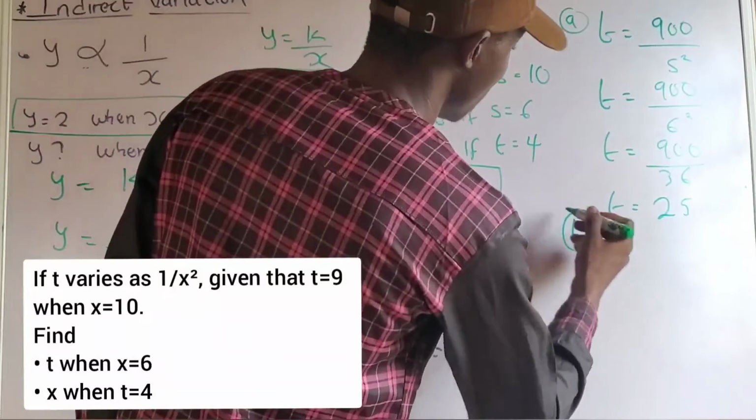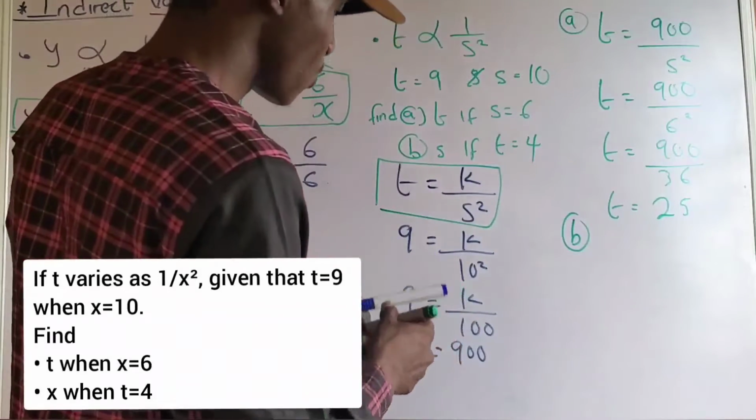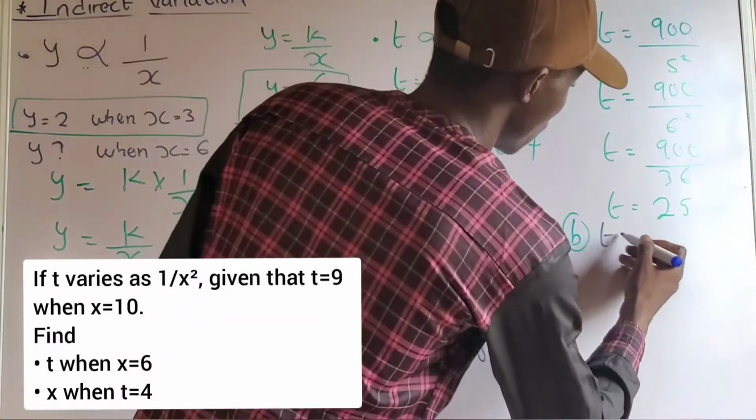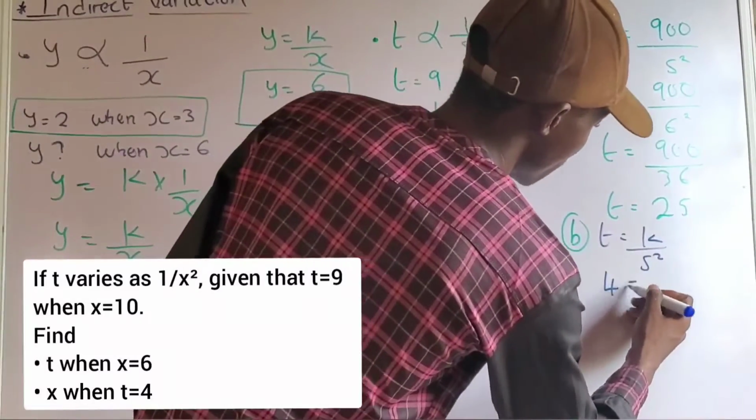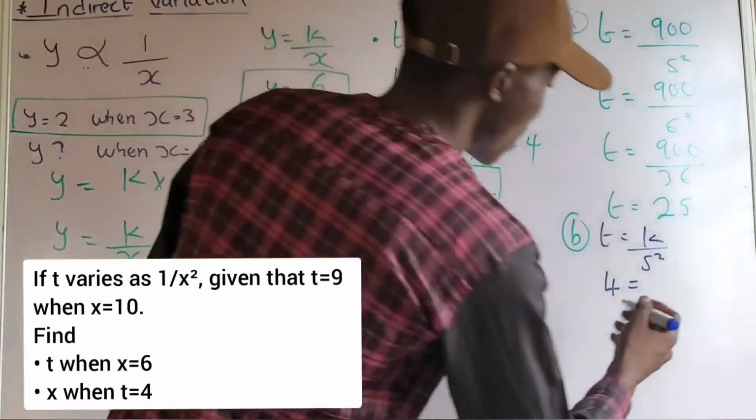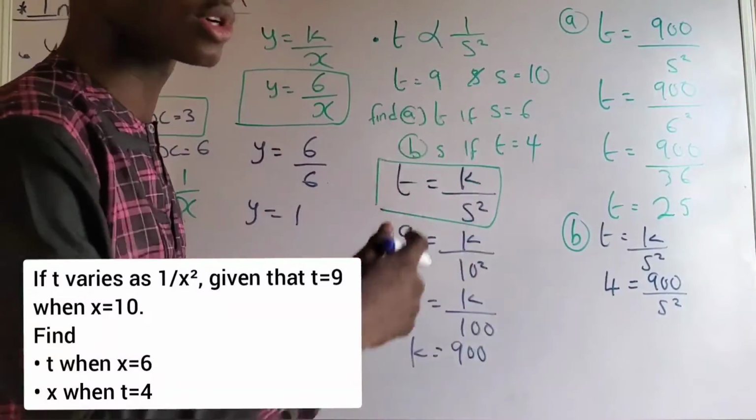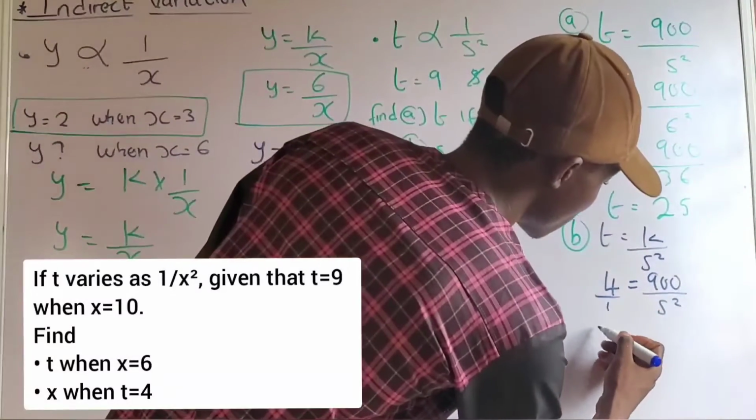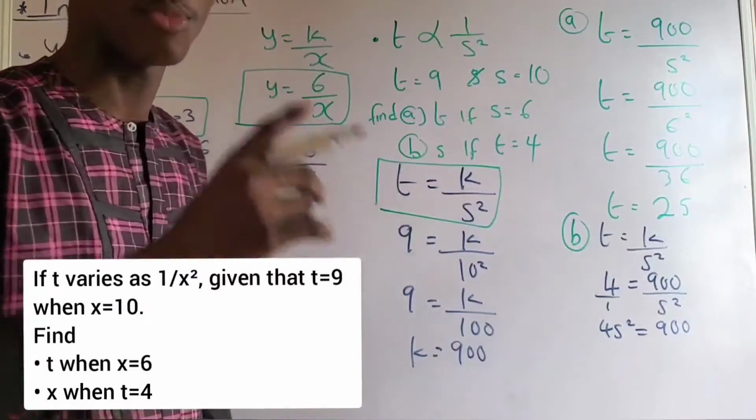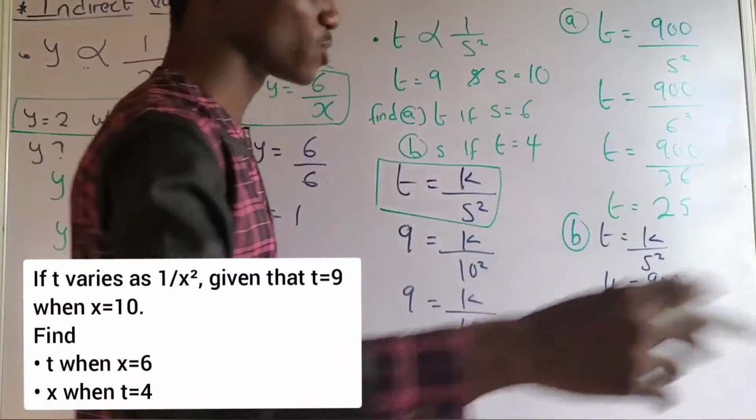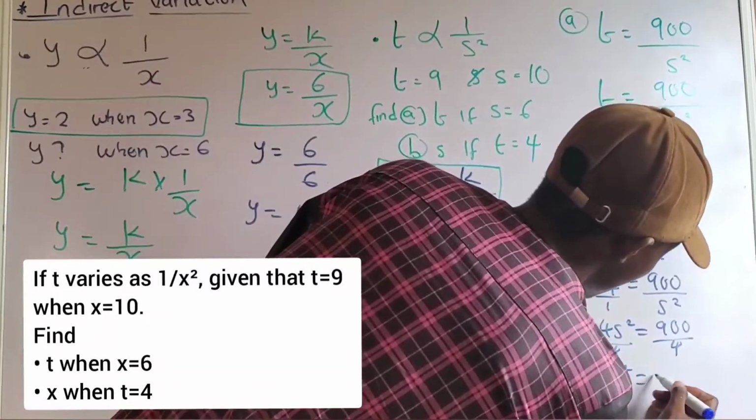Now, let us get B. For question B, we are asked to find s if t equals 4. To get the value of s when t equals 4, since t equals k over s squared, I'm going to replace t with 4. 4 equals k, k is what? 900. So I'm going to have 900 over s squared. The next step is that I'm going to take the cross product. This over 1, I'm going to have 4s squared equals 900. Now, to get the value of s, I have to divide both sides by 4. So I'm going to have this over 4 and this over 4. s squared equals 900 over 4.